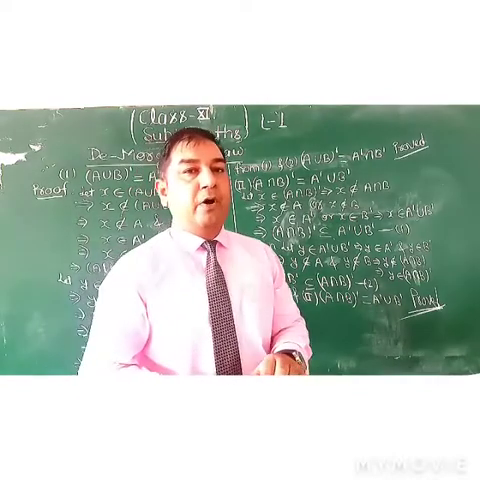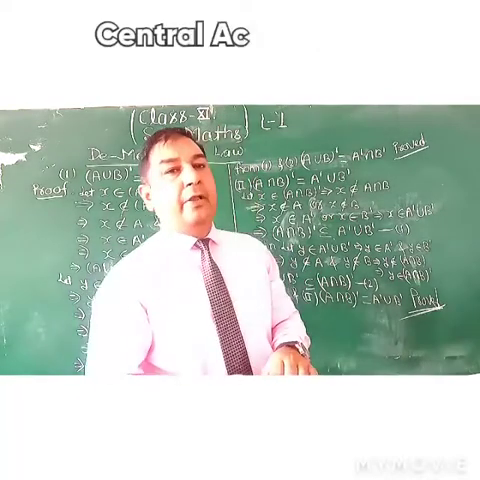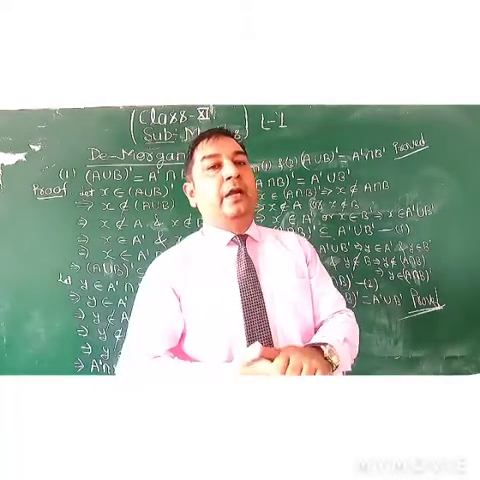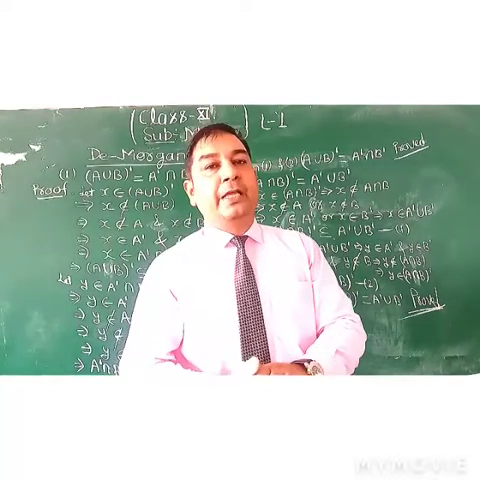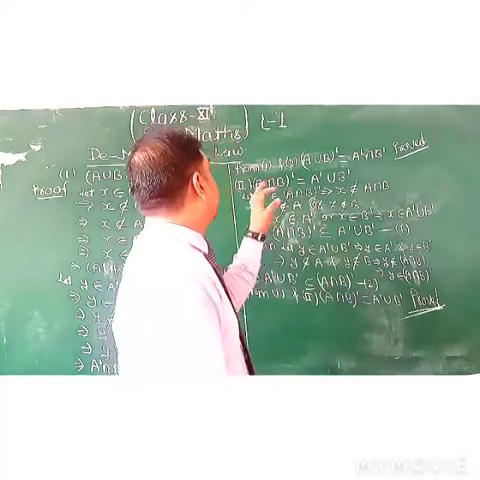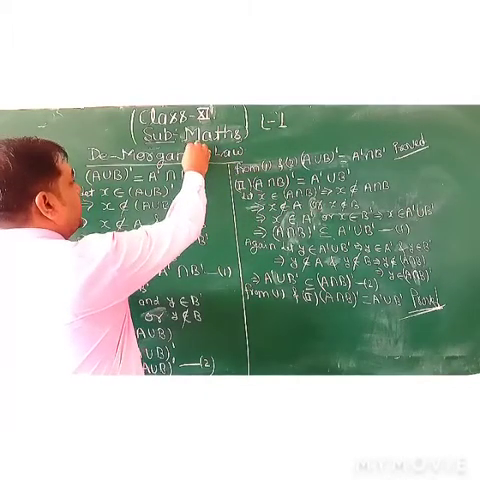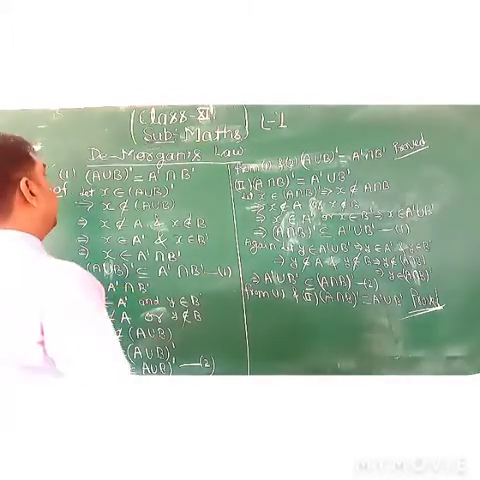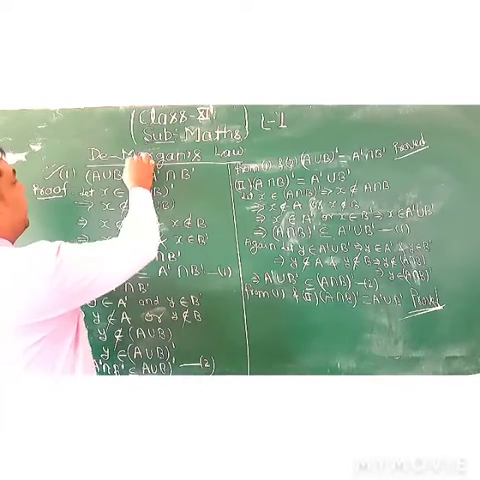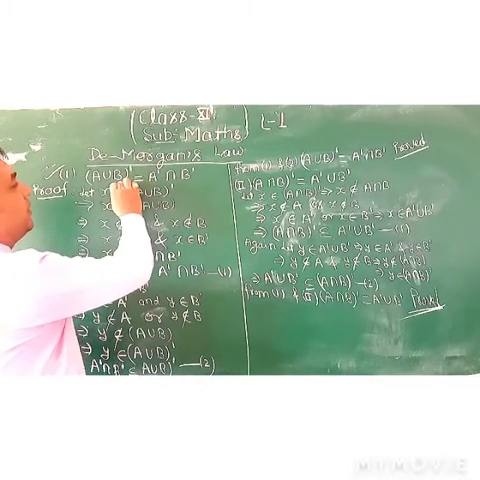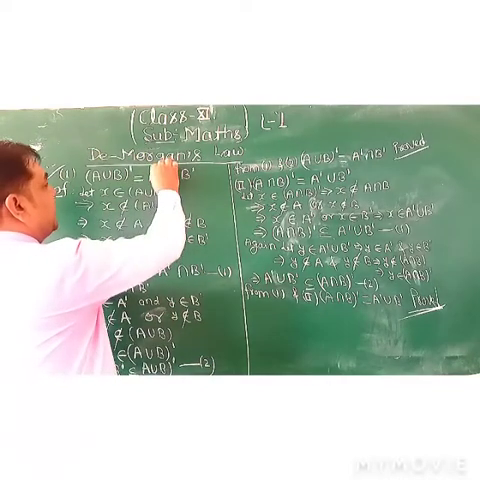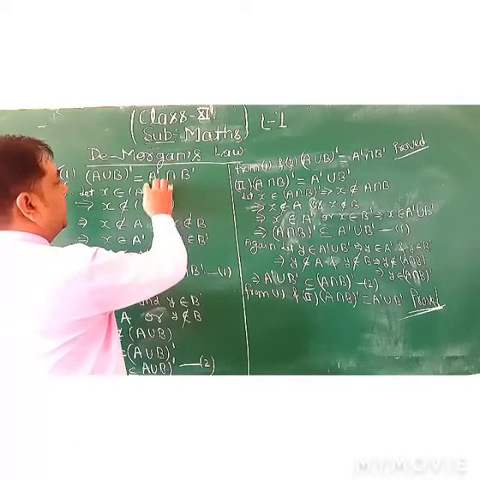We defined all the terms related to sets in previous lectures, and now this is a very important topic in this chapter: De Morgan's law. This law is for the complements of a set, and the first law is the complement of A union B. The complement of a union will be changed into the intersection of their complements.